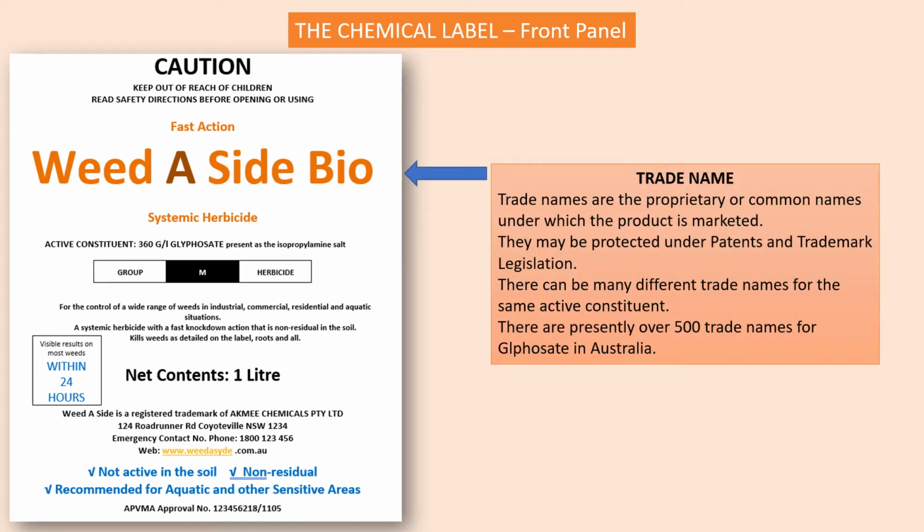The trade names are the proprietary or common names under which the product is marketed. They may be protected under patents and trademark legislation. There can be many different trade names for the same active constituent. In Australia, there are presently over 500 trade names for the active constituent glyphosate.